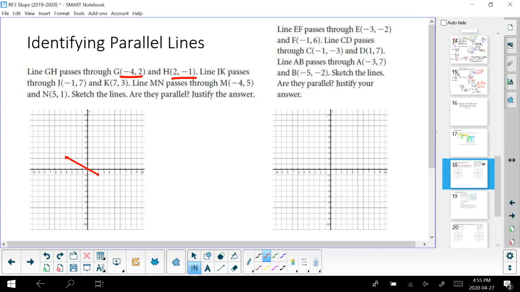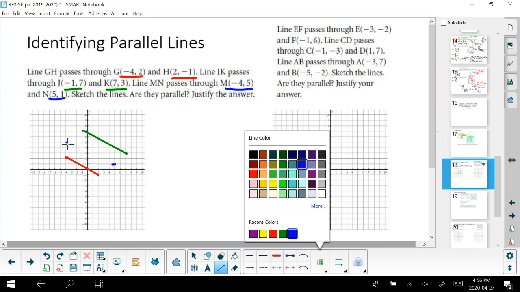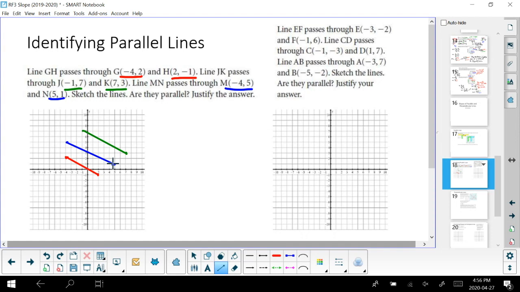And then we've got line JK, which passes through negative 1, 7, and 7, 3. So negative 1, 7 is up here, and 7, 3 is down over here. Once again, we'll connect those with a straight line. And last but not least, let's look at line MN. So we've got negative 4, 5, and then 5, positive 1. Put a straight line through those.